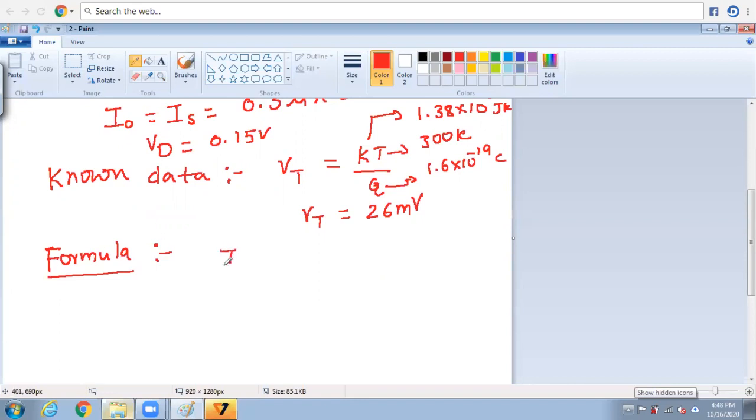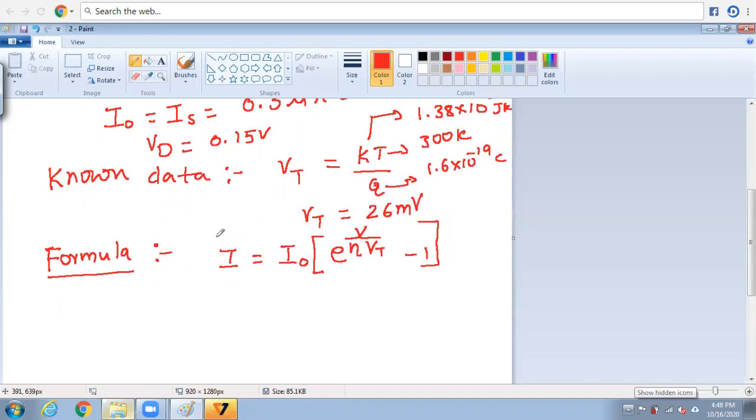That is called I equal to I naught, meaning reverse saturation current, or IS. Open the bracket, e to the power of V by eta VT, then whole minus 1. This is the formula for the diode equation, or diode current equation.